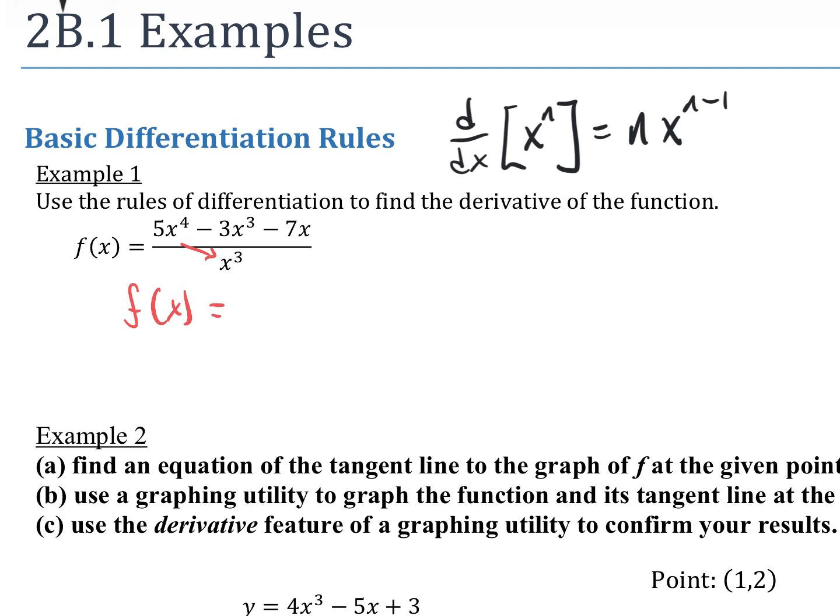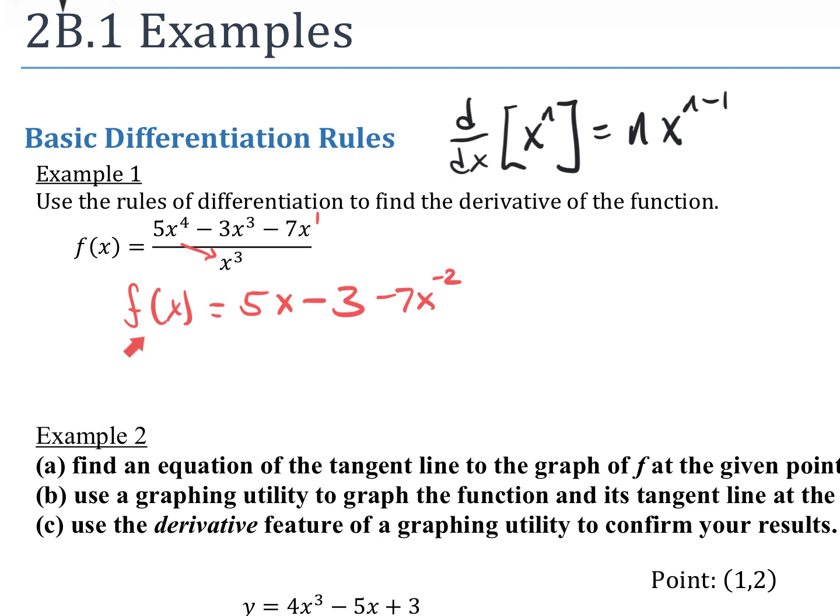X to the fourth divided by x cubed would be x to the first, right? And then we have x cubed divided by x cubed, and that's just 1. And then we have 7x, so x to the first, that is, divided by x to the third. We subtract exponents, and we get x to the negative 2. 1 minus 3 is negative 2. Now we're ready to use the power rule.